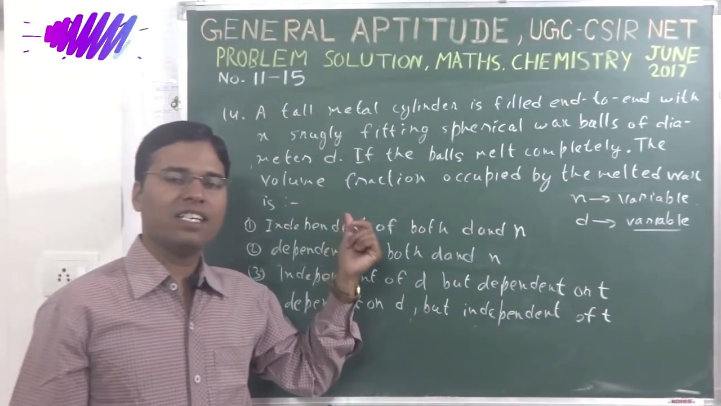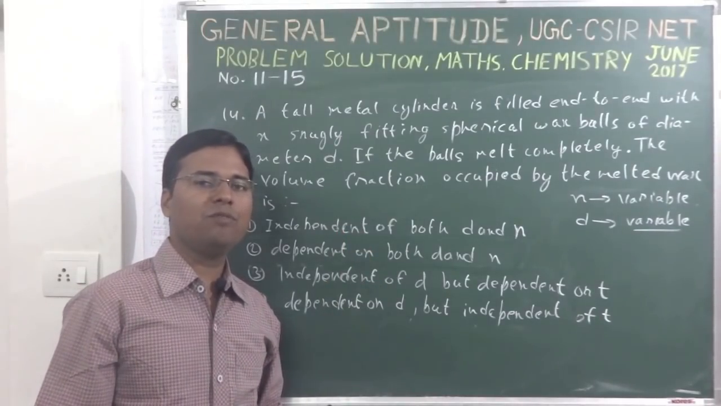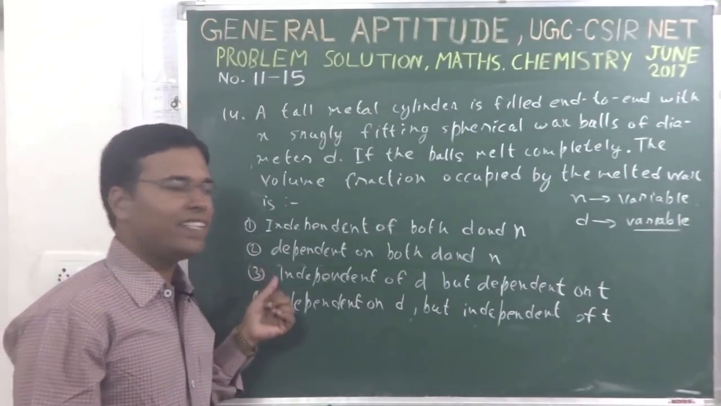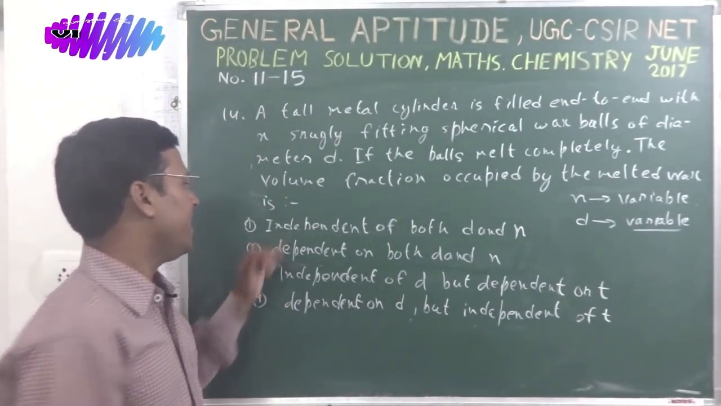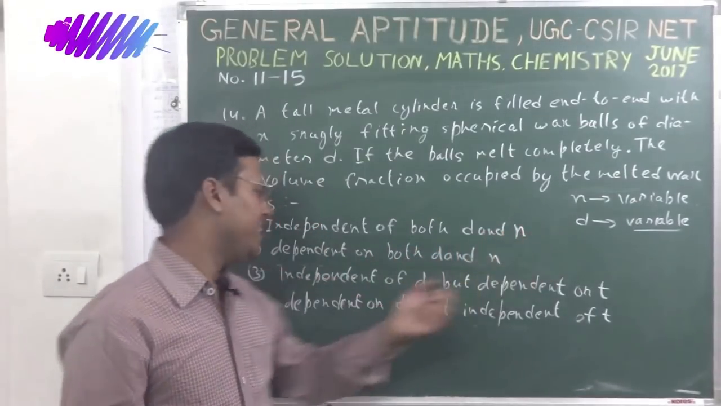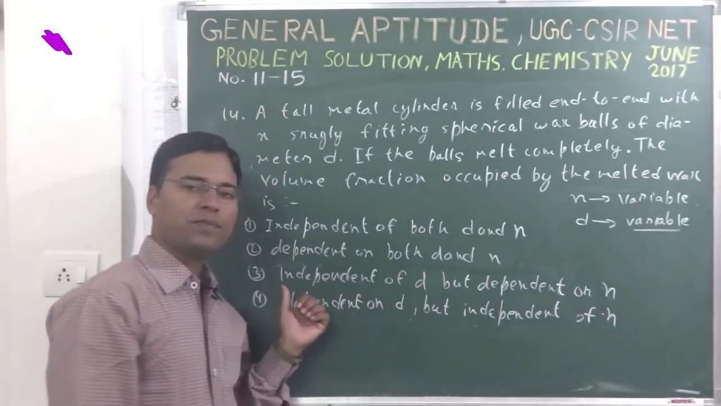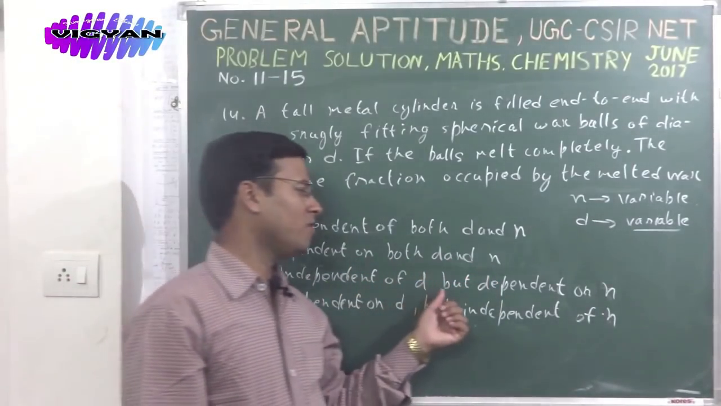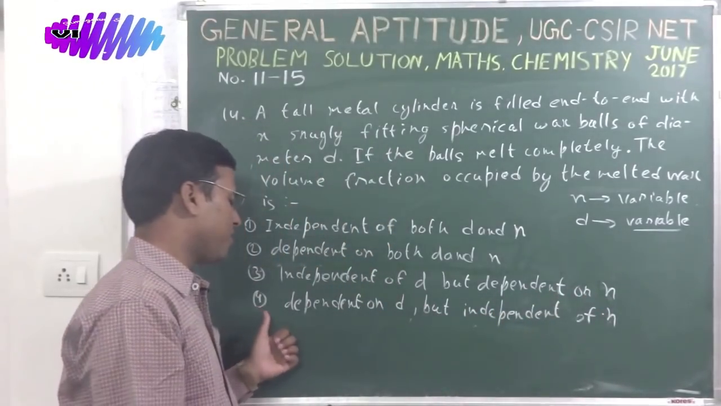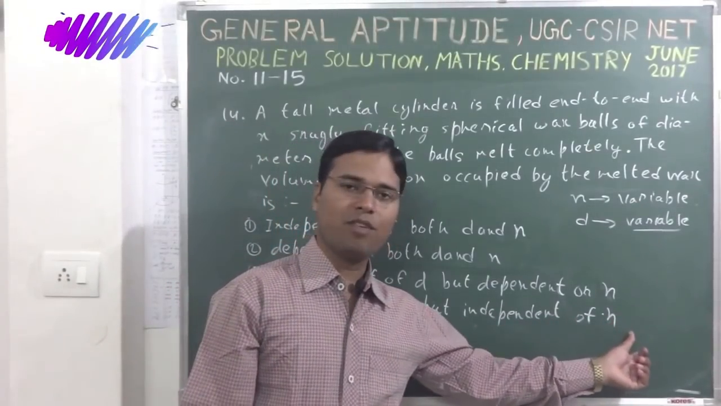Question is asking the volume fraction of the balls with respect to the volume of the cylinder. Options are given as option 1, independent of both D and N, option 2, dependent on both D and N, option 3, independent of small d but dependent on N, option 4, dependent on D but independent of small n.